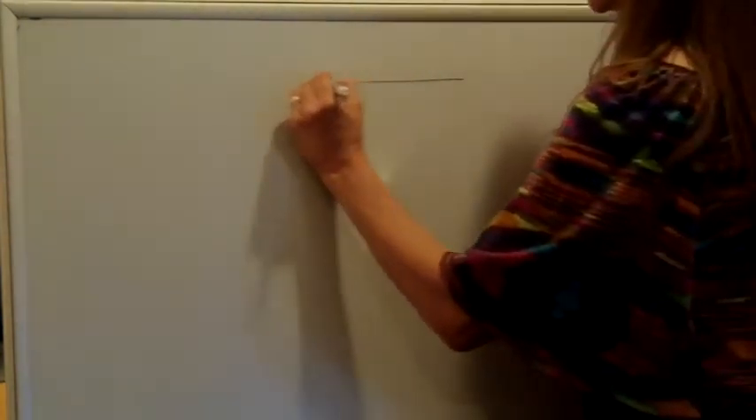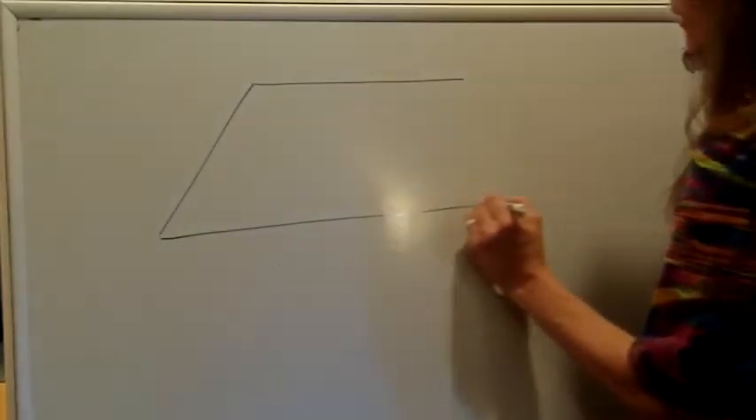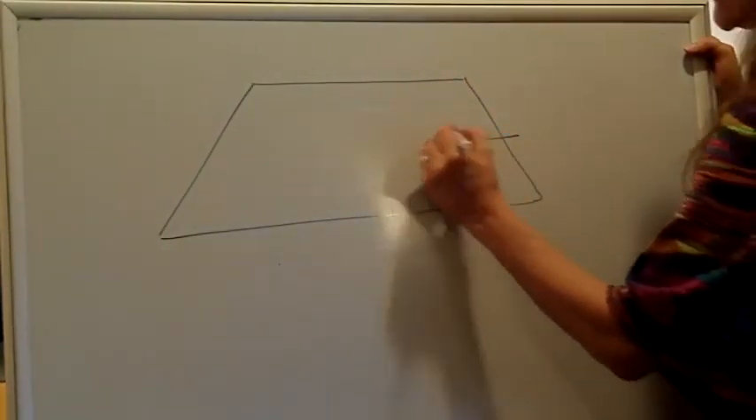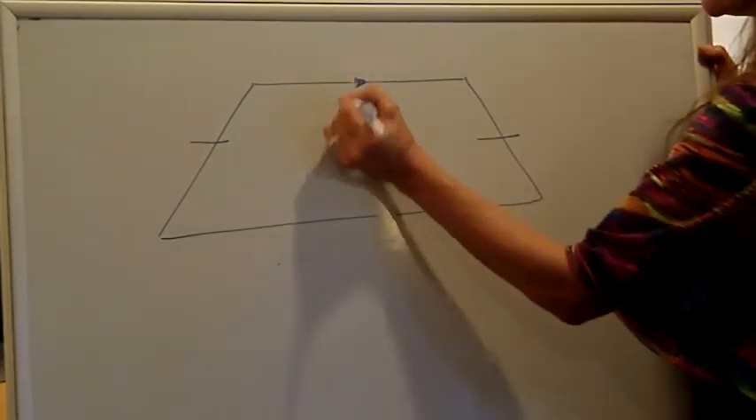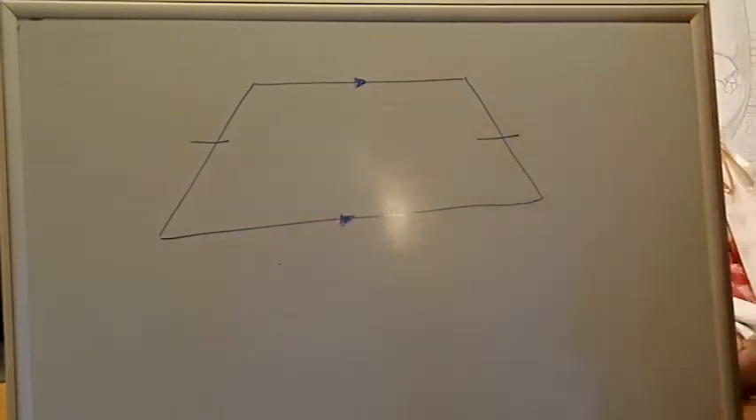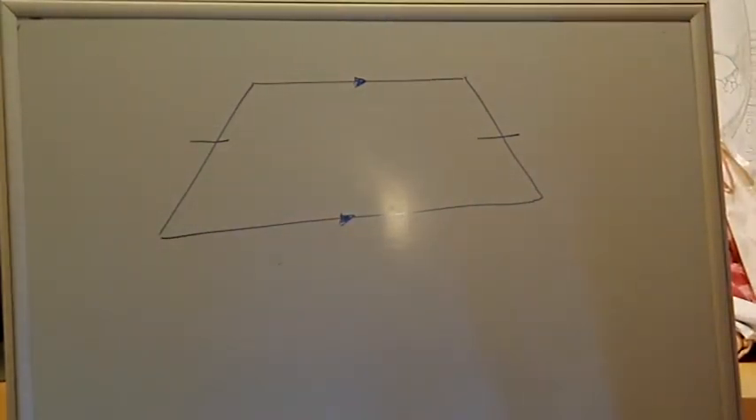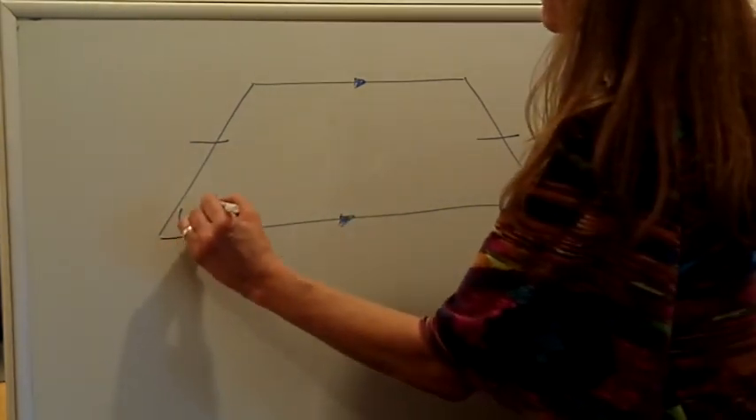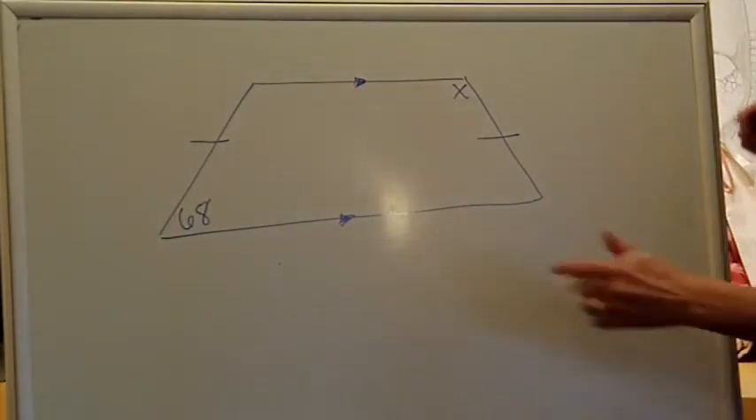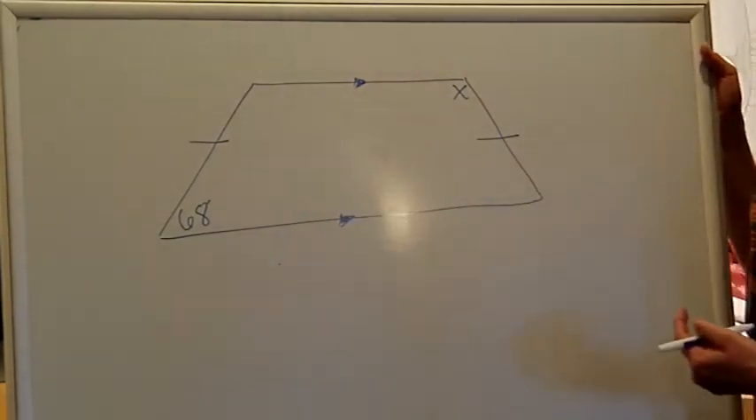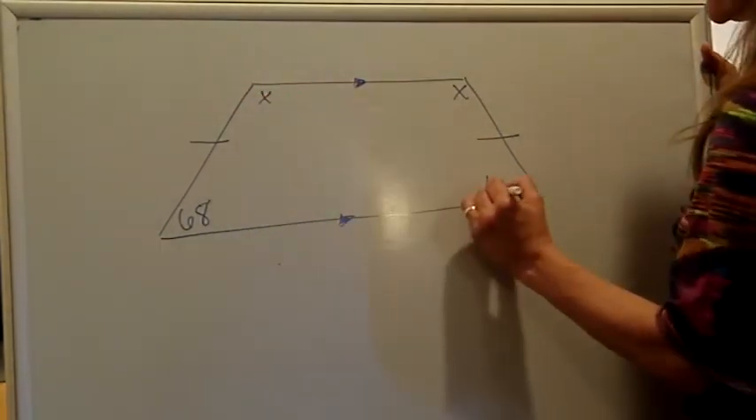If you'll notice, it's a trapezoid. And notice the non-parallel sides are called legs. This one's parallel to this one. The non-parallel sides are called legs. And notice they're marked equal. They've got this bottom angle marked at 68, and they want you to find this angle. Multiple ways of finding this answer. Since this is an isosceles trapezoid, this is x, and this is 68.